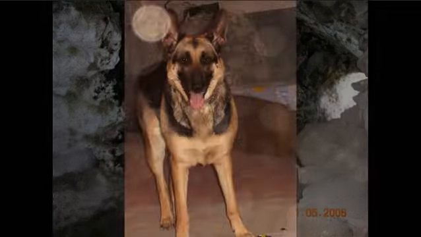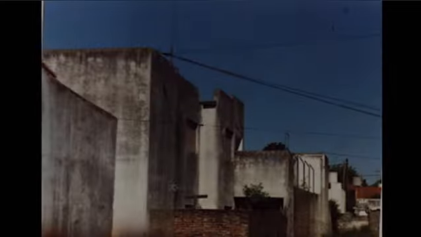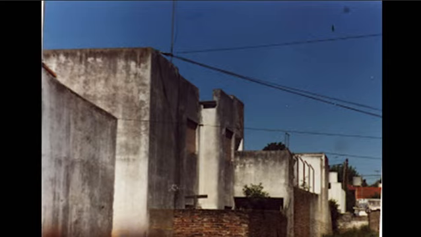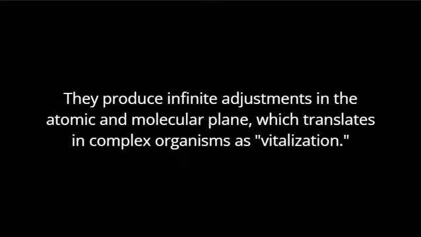When the balance is minimal in neutrinos, and other groups are more abundant, it is usually called DOR, or deadly organ, and these are not luminous. They appear as dark spots, sometimes oily. But in the pyramid, astonishing amounts of neutrinos accumulate, and these have the property of acting as repairers for all the atoms that lack particles. They produce infinite adjustments in the atomic and molecular plane, translating into complex organisms as vitalization.